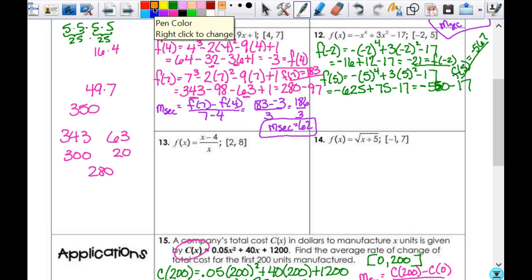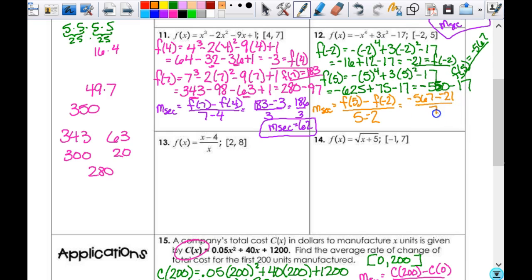Okay. All right. So then I have to do the secant line. Slope of the secant line. That's f of 5 minus f of negative 2 over 5 minus a negative 2. So I found all this stuff. This is negative 567 minus a negative 21 over 7. So what's negative 567 minus a negative 21? Negative 546 over 7.